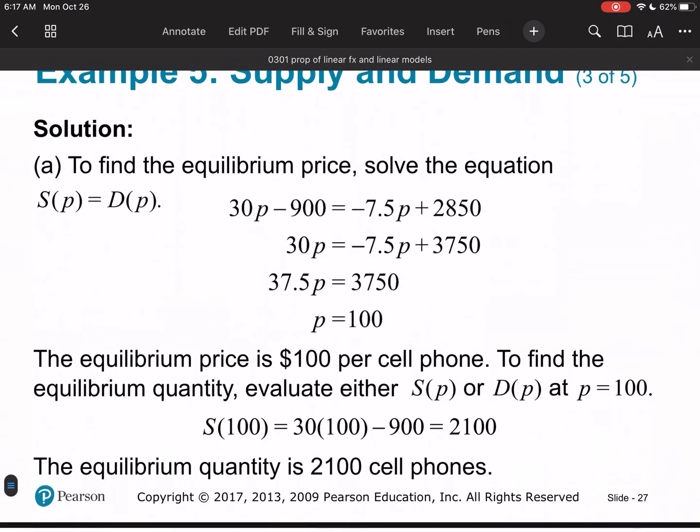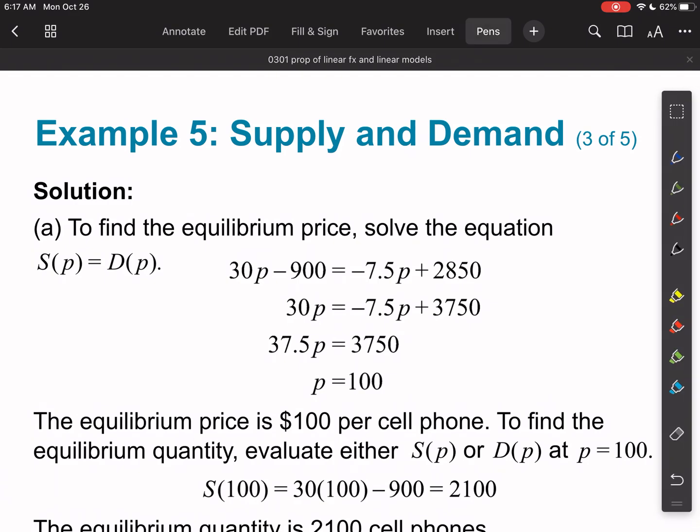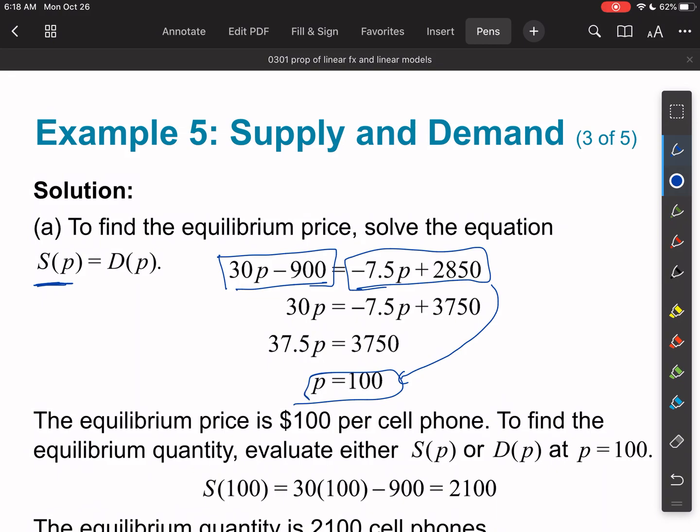To figure out an equilibrium, that's just where the two equations are the exact same. So what I do is I take the two equations. Here are the two equations that were given. One's S of P, the other is D of P. Supply and demand. They want to know where are they the same? Where does equilibrium happen? So set them equal to each other and then solve for P, which is what they do here. And you get P is equal to 100.